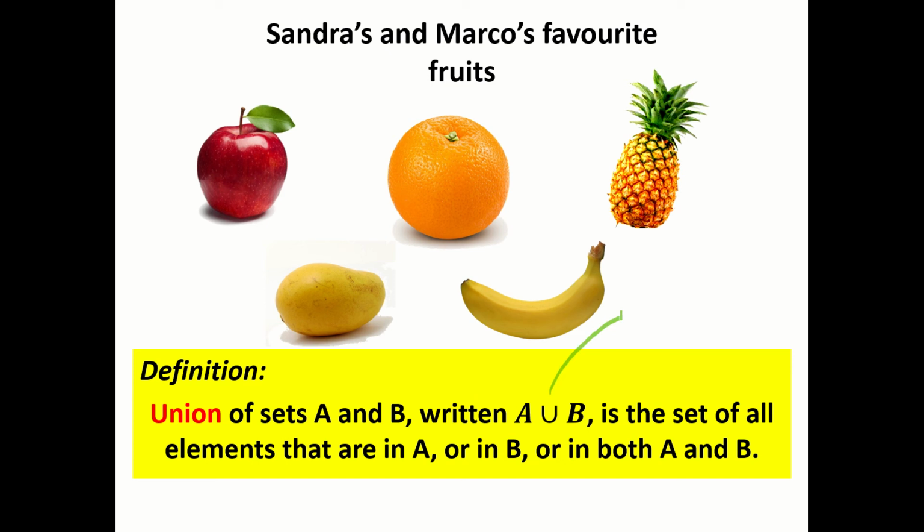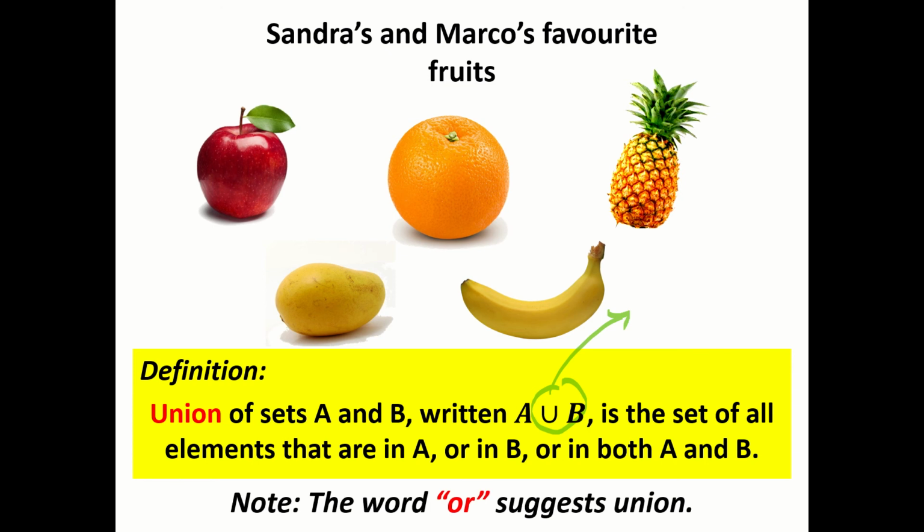So the union of sets A and B, written as this one. So this one is already the symbol for union. So A union B is the set of all elements that are in A or in B or in both A and B. Just remember, the keyword this time is the word "or," for you to easily identify if the word problem is trying to ask you to find the union. So again, what makes intersection and union different from each other? Intersection is the commonality of both sets, while union is putting together all the elements in both sets.